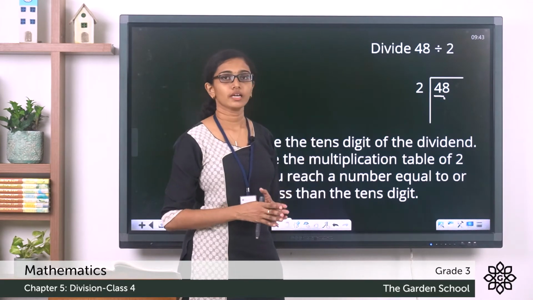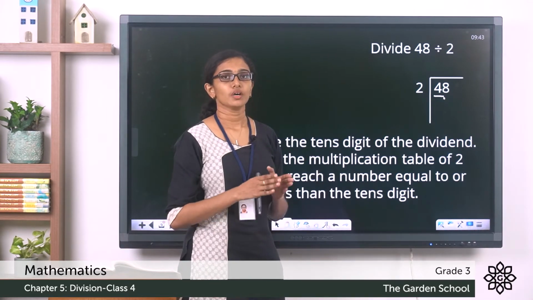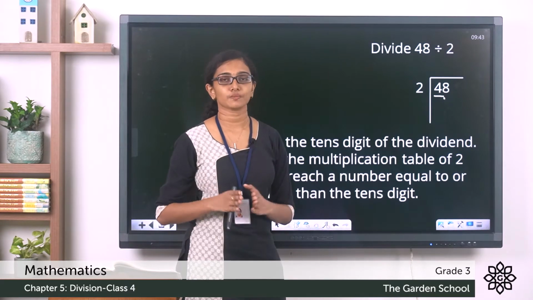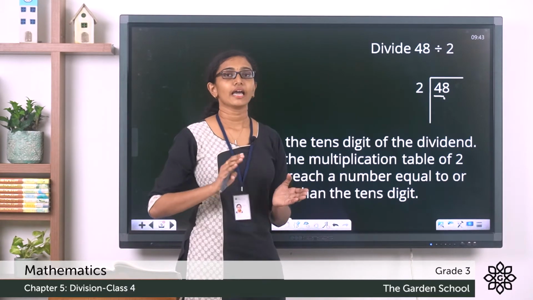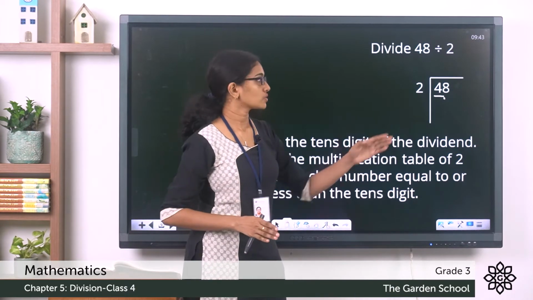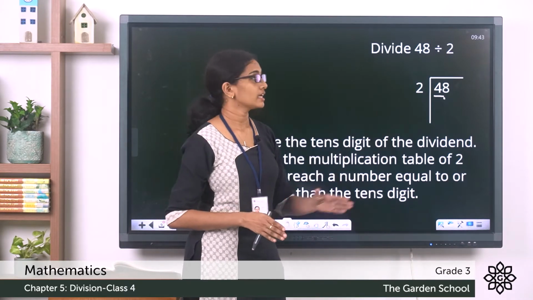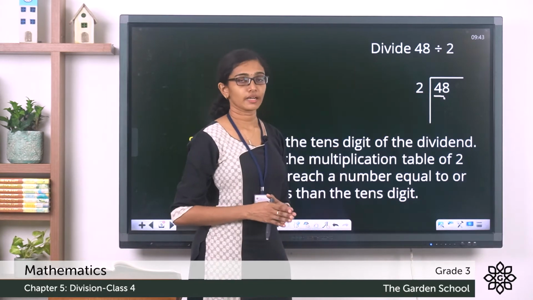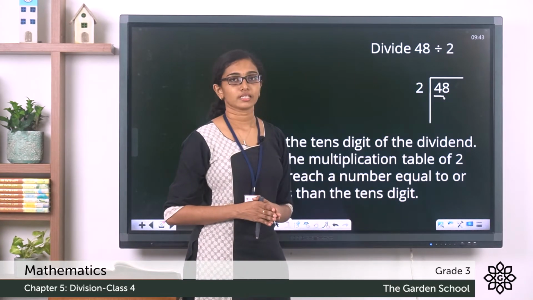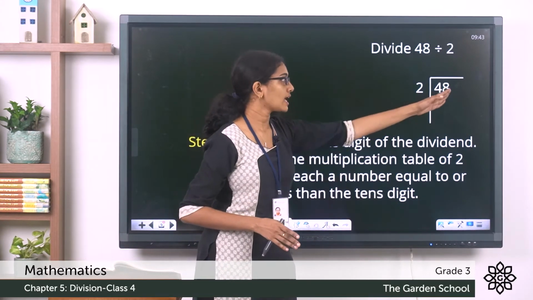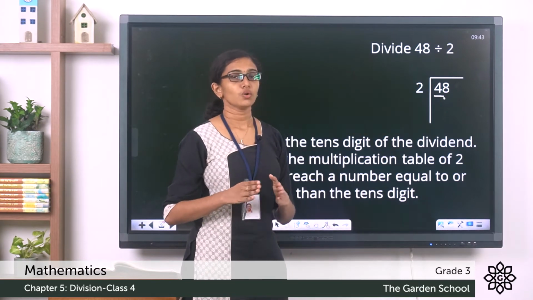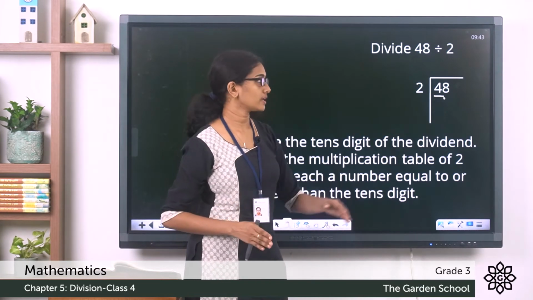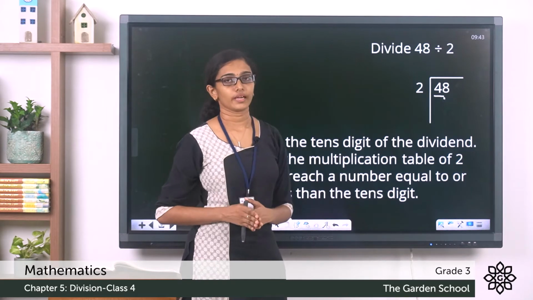But in division, we start the calculation from the digit at the highest place, or the digit at the extreme left end. So here the digit at the highest place is the digit 4, because here 4 is in tens place and 8 is in ones place. The lowest place is ones and the highest place is tens. So considering the digit at the highest place, we are taking 4 here.